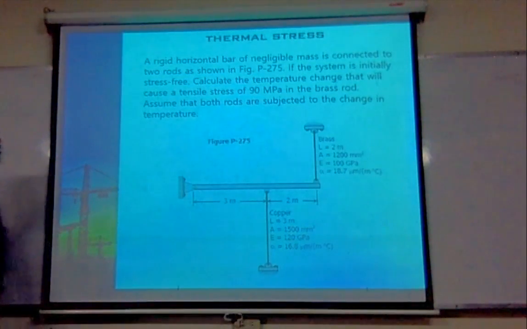So here is a problem about thermal stress. A rigid horizontal bar of negligible mass is connected to two rods as shown in the figure. The system is initially stress free. Calculate the temperature change that will cause a tensile stress of 90 megapascals in the rod. Assume that both rods are subjected to the same change in temperature.